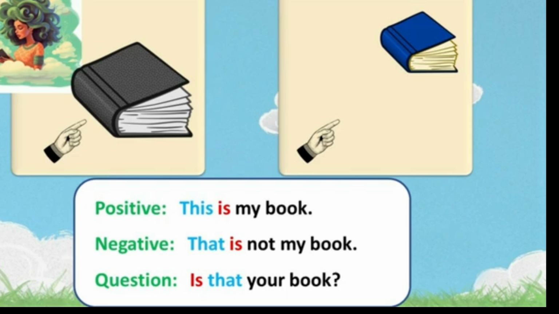Here, that book. That doesn't look like her book, does it? So we know that is not my book. A negative sentence is a no sentence. So that is not my book. If we want to make it a question, what do we do? We have to put the be verb first. What the singular be verb is? Is that your book? No, that is not my book.